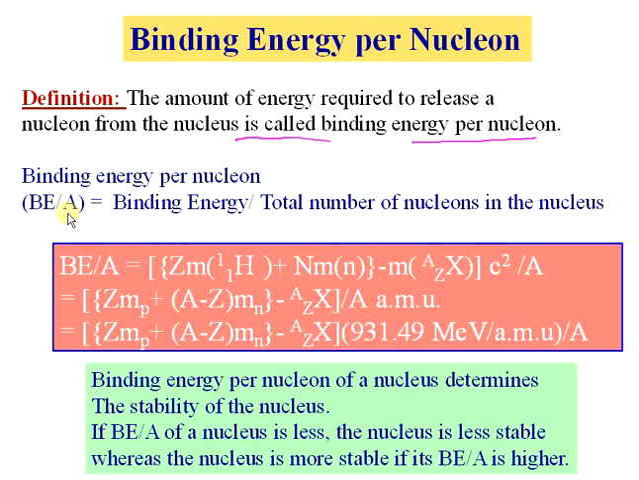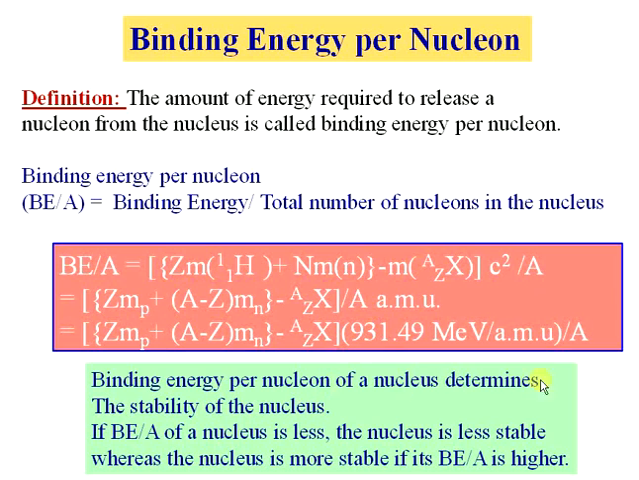This can be defined simply as binding energy divided by mass number. The mass defect is Z multiplied by the mass of the proton plus the mass of the neutron, minus the mass of the nucleus, multiplied by c squared, divided by A. And at the end you can multiply it with 931.5 MeV.